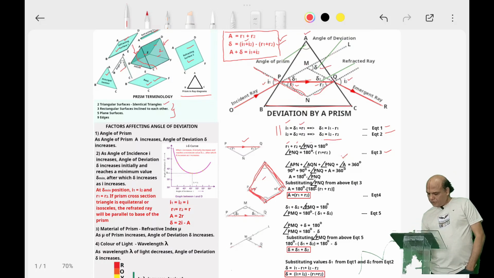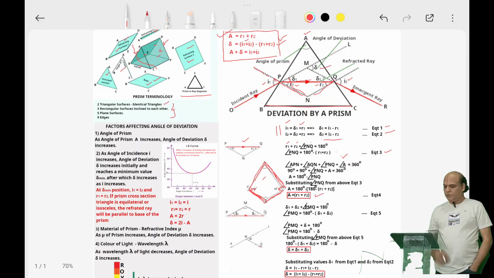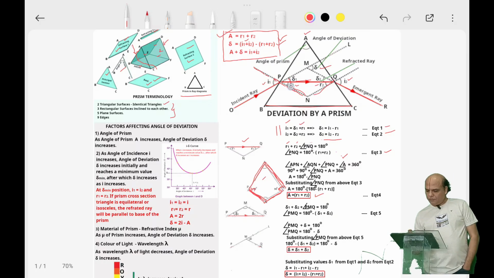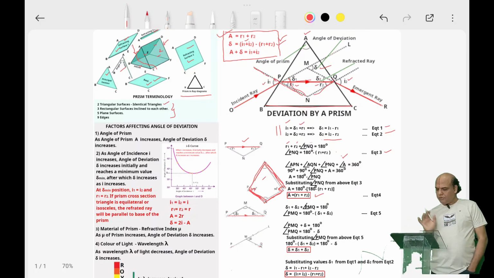Okay. So now, if you simplify this, we can get A as 180 degrees minus PNQ. Now, from equation 3, we have a value of P and Q. If you substitute this P and Q in this, A is equal to 180 degrees minus of 180 minus R1 and R2. From this we get A as R1 plus R2. So this is the first relationship we got. The angle of prism is equal to R1 plus R2. This we should memorize.